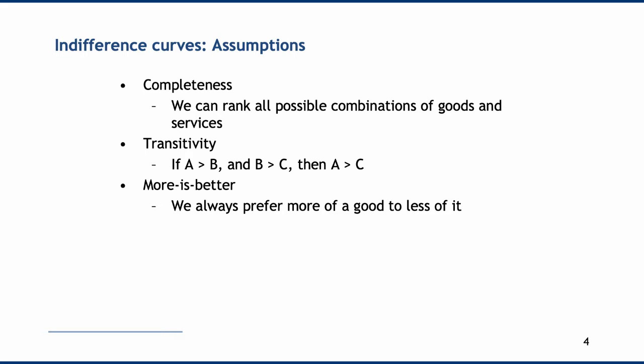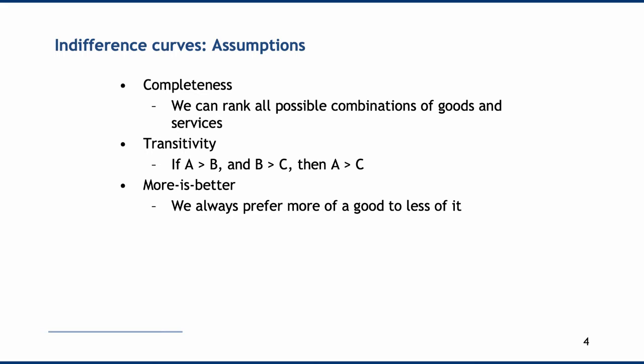In particular, we're going to make a couple of assumptions. We're going to assume firstly that we have completeness, which means that consumers can rank all possible combinations of goods and services. We're going to assume transitivity, which says that if A is preferred to B and B is preferred to C, then A must be preferred to C. If we replace these letters with heights of people, all we're saying here is that if Alan is taller than Brian, and if Brian is taller than Craig, then Alan has to be taller than Craig.